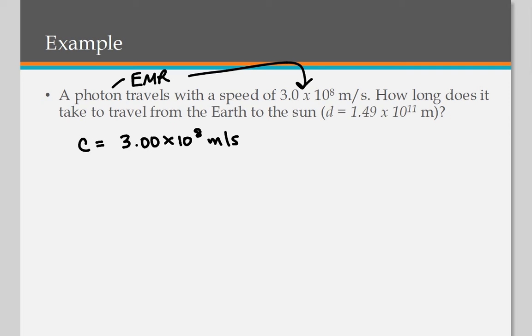So how long does it take to travel from the Earth to the Sun? I guess this is a photon maybe that's coming from the Sun and hitting the Earth. Have you guys ever looked up in the sky recently, especially with the smoke coming from the forest fires from BC, and you see that the sun is a bright orange?